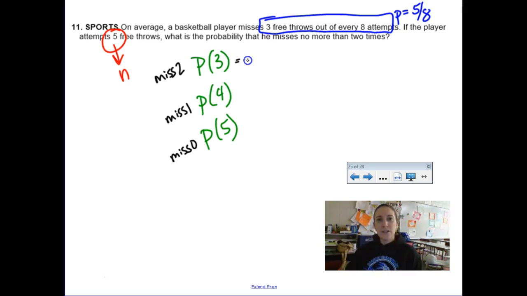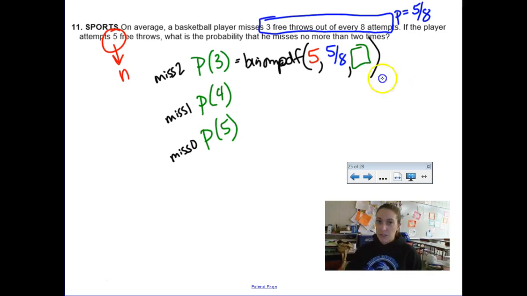So on our calculators we're going to pull up the binomial PDF, and our number of trials is going to stay consistent. It's going to stay 5 for each of these, and our probability of success is going to stay consistent. It's going to be 5/8. That's us making free throws this time. The thing that's going to change is this last number. In this first example, you're going to want the 3 to go here. You're going to make 3 free throws.